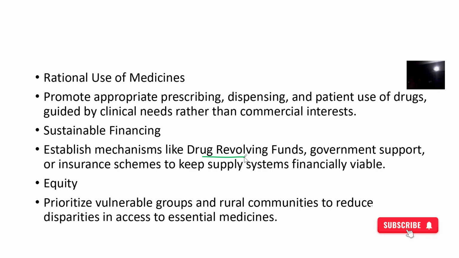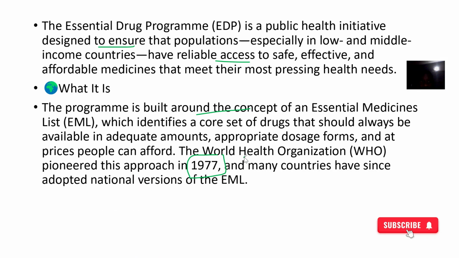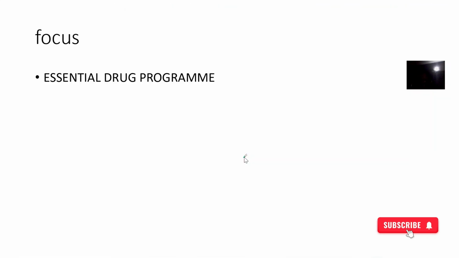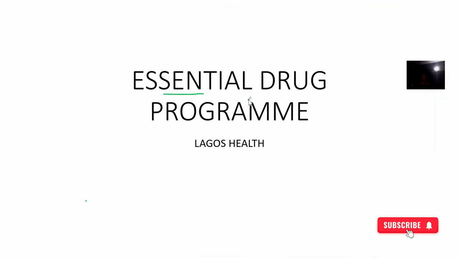You understand? So regardless of whether someone is rich or poor, at least they should always have the basic provisions, at least for their health. You get? So basically, this is what the essential drug program is all about.